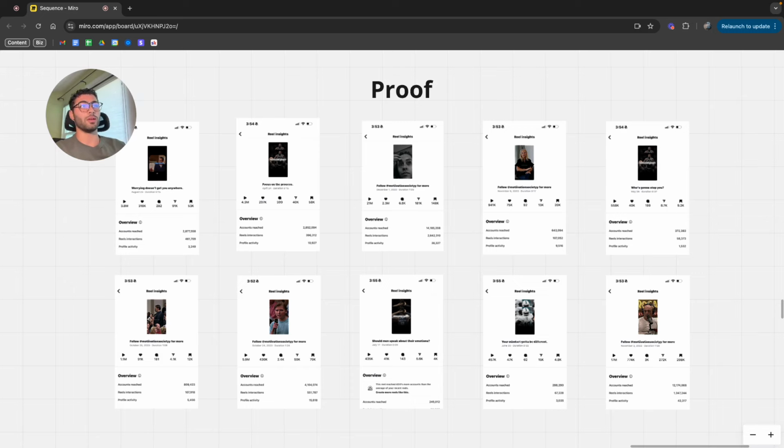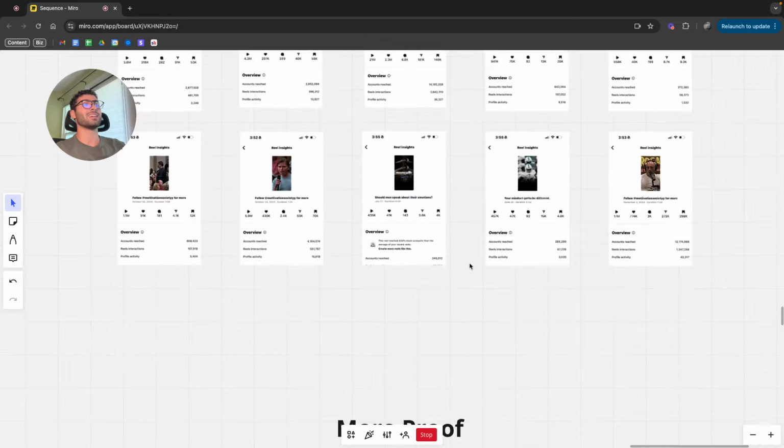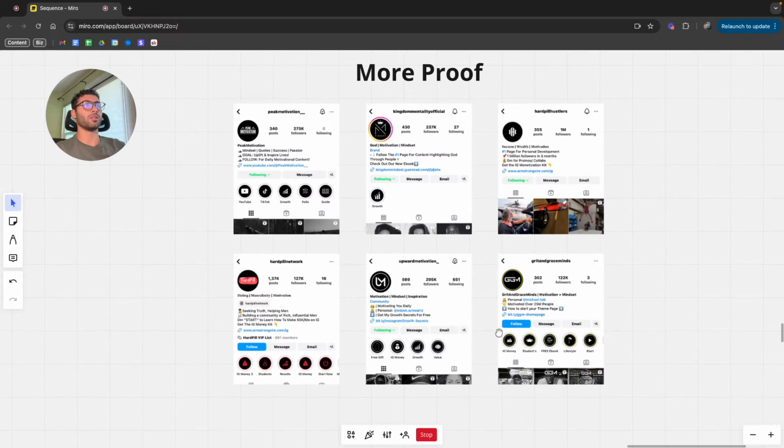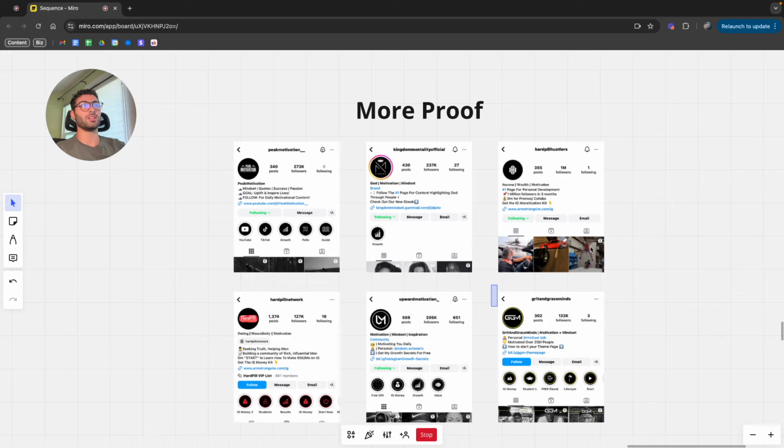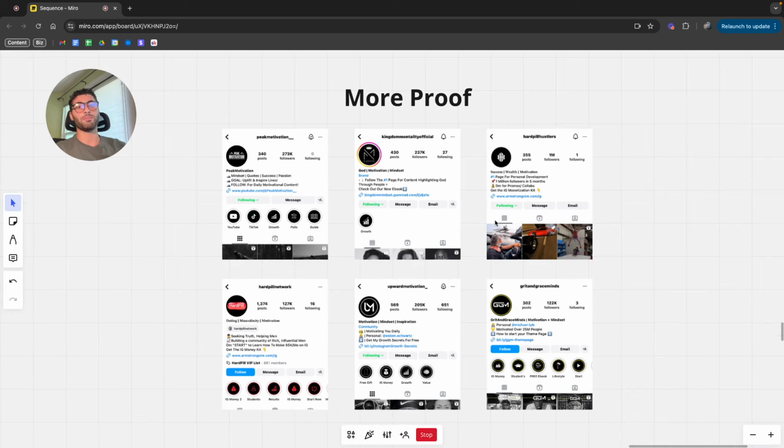All right. So it works. I know for a fact. And here's some more proof as well. These are just a few pages of my own students that I'm working with. I've taught them my strategy, the 4-step formula, and they've implemented it themselves. And then they've been able to see the results in terms of growth and virality on their pages as well. All right. So this works, guys.